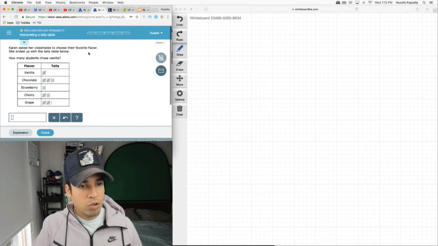Karen asked her classmates to choose their favorite flavor. She ended up with the tally table below. How many students chose vanilla? How does the tally table work?